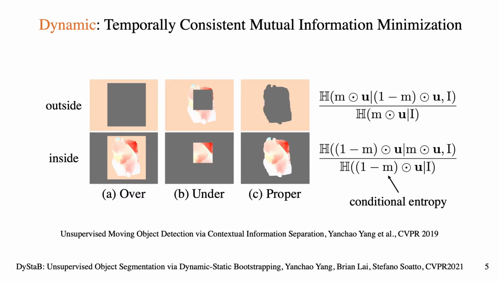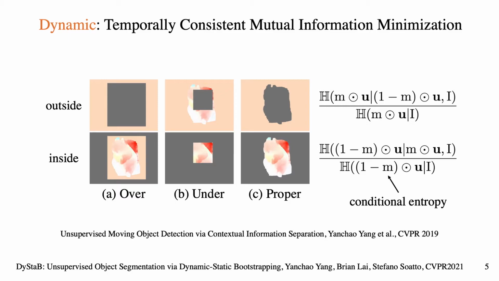An object is a region of the image whose motion inside is as informative as possible of the motion outside, and vice versa. In this example, if the region is bigger than the object, it will contain information about the outside. If it is smaller, the background will contain information about the motion of the object. Only when we hit a correct boundary is the information exchange minimal. This can be measured by a ratio of conditional entropies and can be minimized through adversarial training.